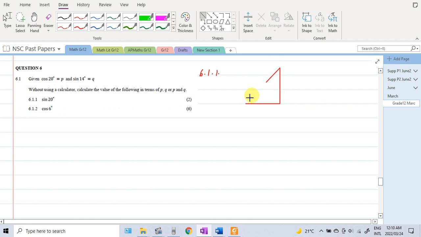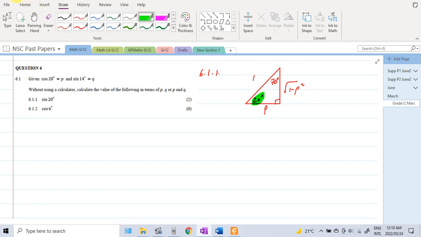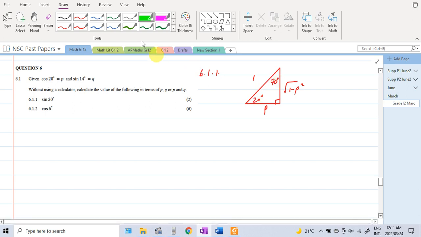So cos of 20 degrees is equal to P. There's 20 here, right? And P is adjacent over hypotenuse, so the opposite side will become square root of 1 minus P squared. Obviously the top angle is 70 degrees. So these are all the things that I've solved. No, not the 20 degrees, I've solved the 70 degrees, right? And I've solved that. Now if you have to write down the next triangle, let's draw the next triangle.